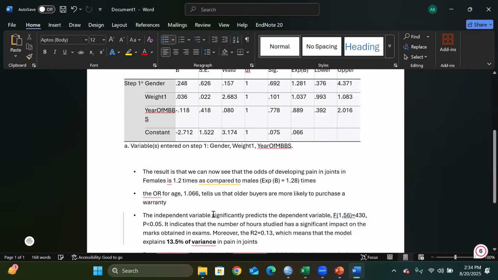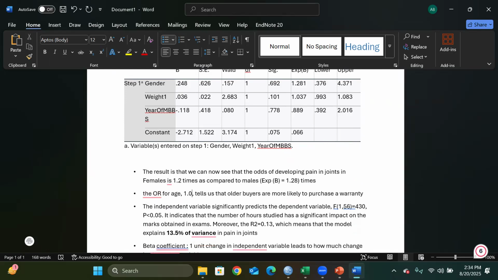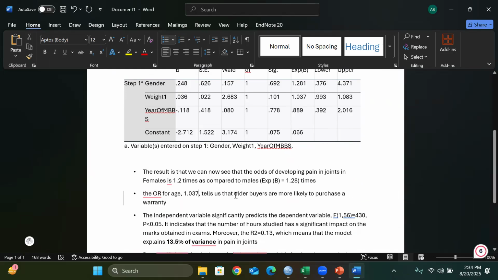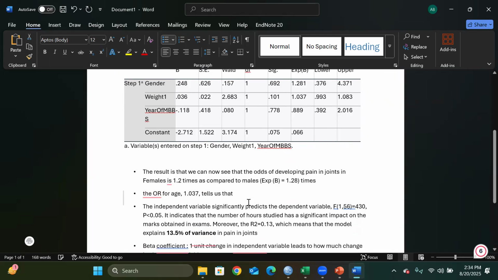And the odds ratio for weight is 1.037. That means that a person who is more weighted has 1.037, as compared, it's just a little bit less. And then we have the years of MBBS. That is around 0.9.